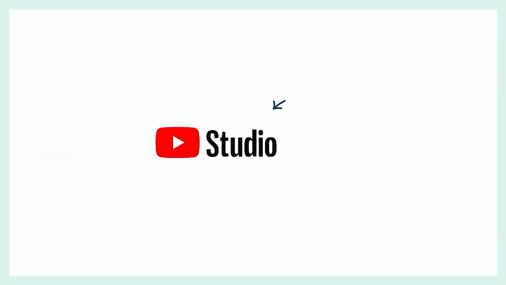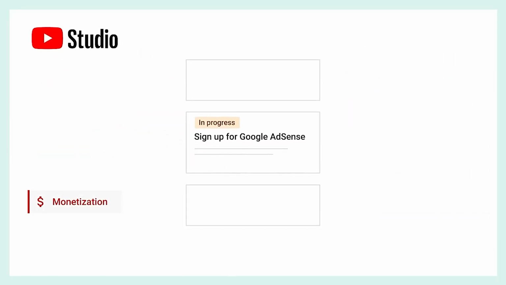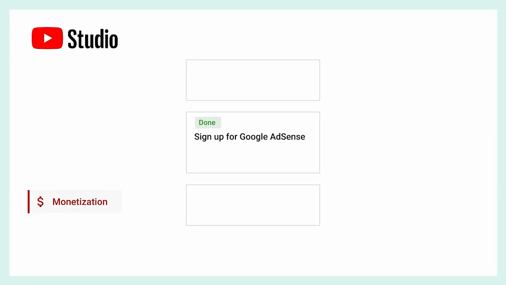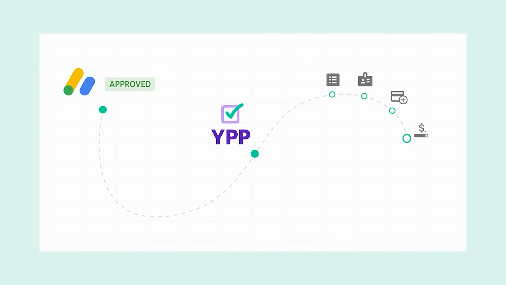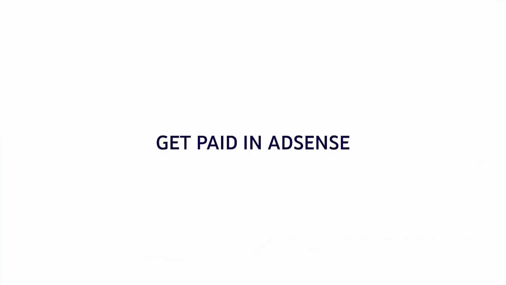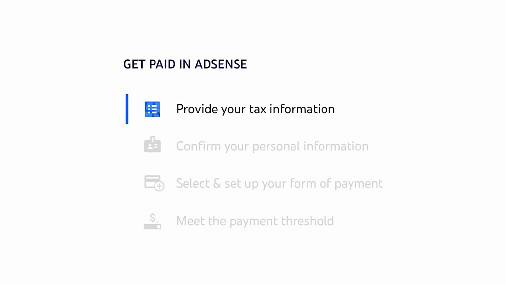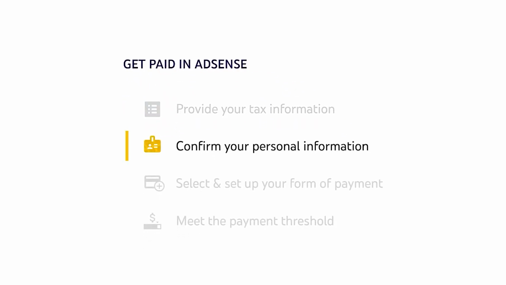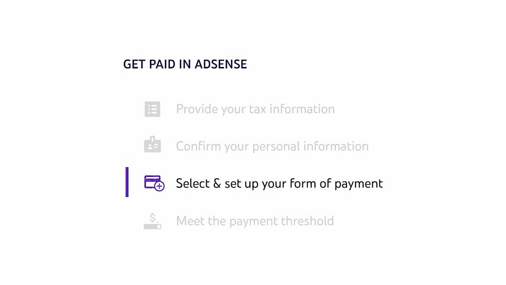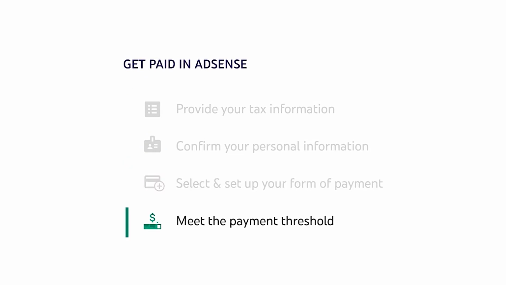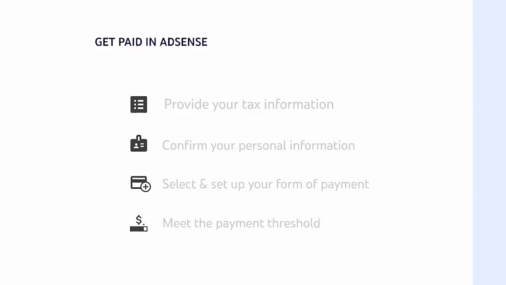From there, you'll be taken back to YouTube Studio, where you'll see a message verifying receipt. After these steps are complete, you'll see a confirmation under the Sign Up for Google AdSense card that your AdSense account is approved. Once your AdSense account is set up and approved, and you're accepted into the YouTube Partner Program, there are still a few steps you need to take before getting paid. To get paid in AdSense, you'll need to provide your tax information, confirm your personal information, select and set up your form of payment, and meet the payment threshold. Let's walk through each one of these steps.